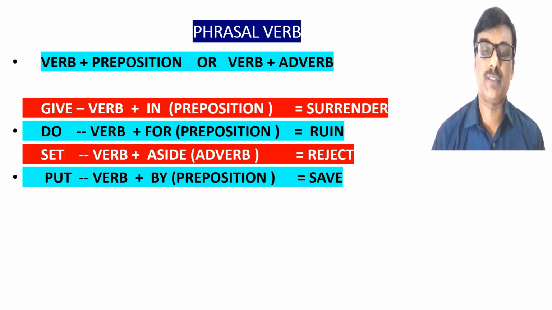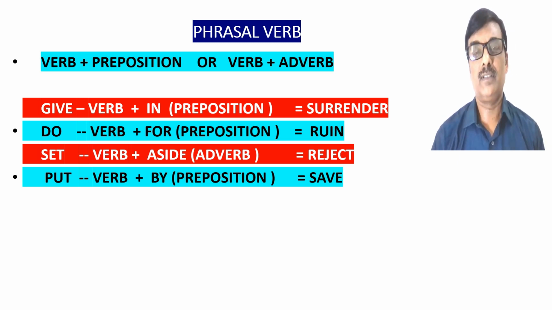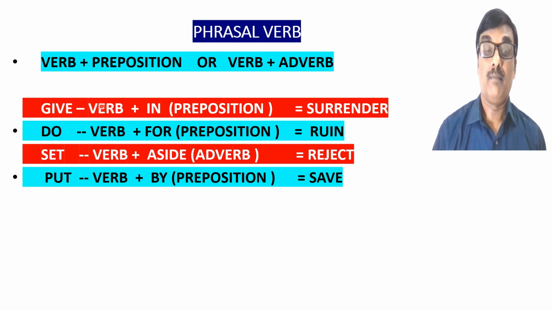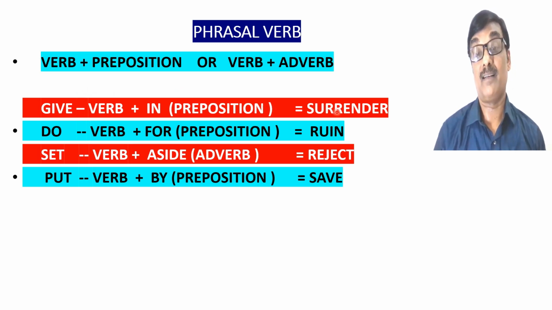What is a phrasal verb? How strange, how powerful and how surprising a feature the phrasal verb contains. So a phrasal verb is made up of verb plus preposition or adverb. Here are just 4 examples that I have taken. First one is give. Give is a verb. But when in is added to give, in is a preposition. When they are joined, they become a phrase, that is a phrasal verb, and its meaning becomes surrender.